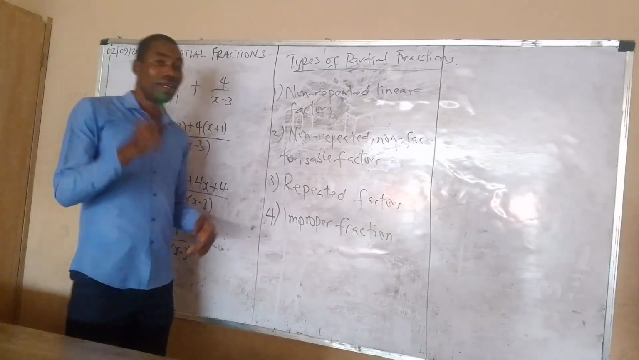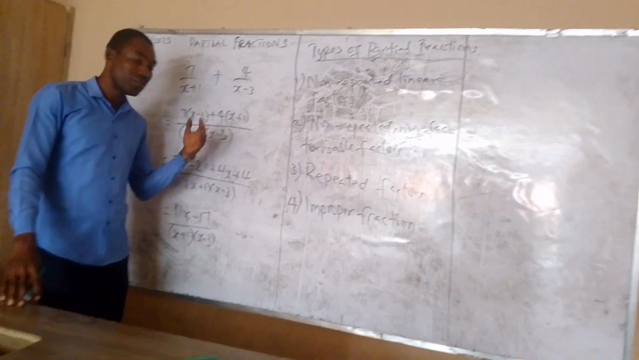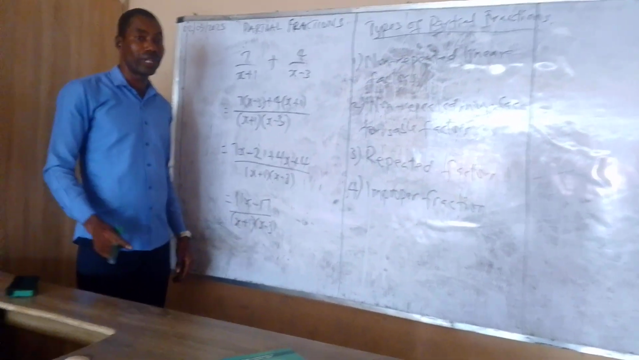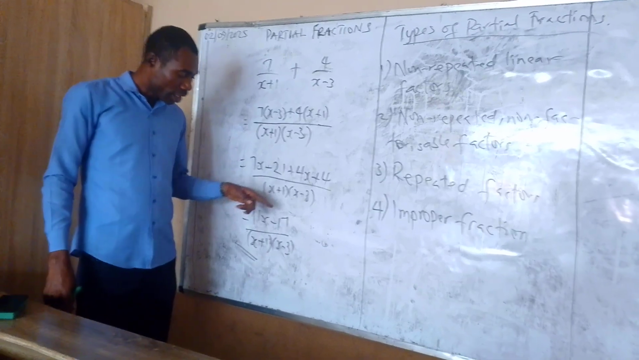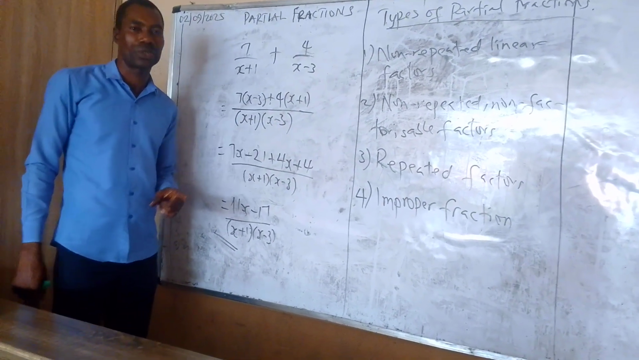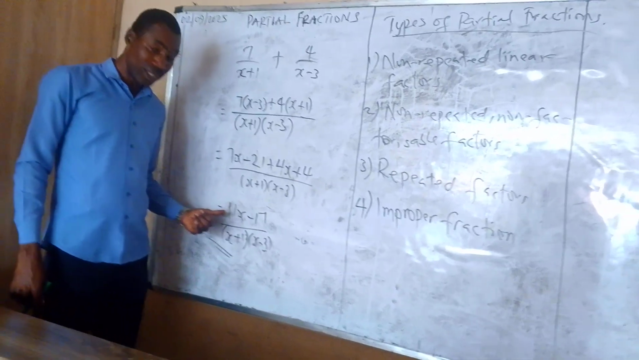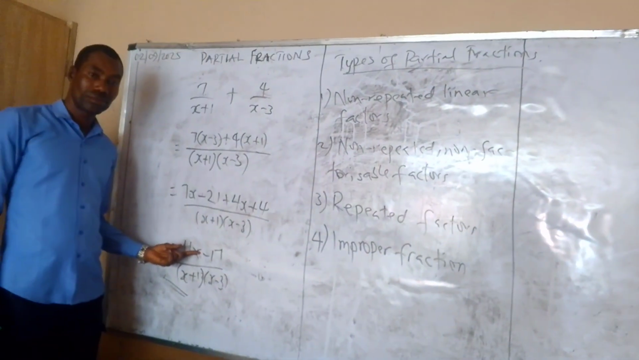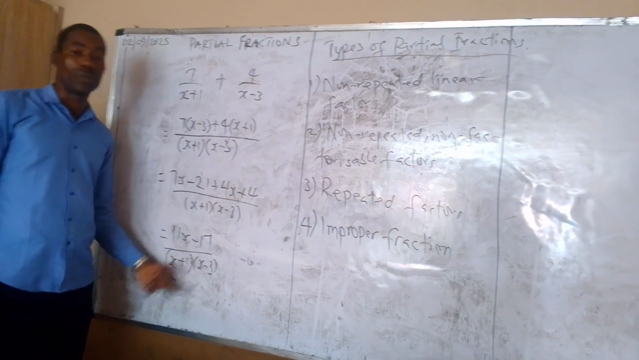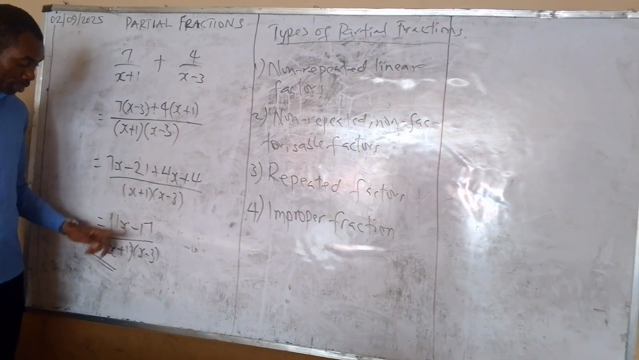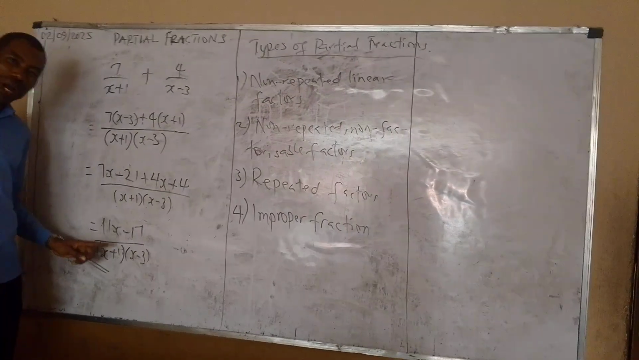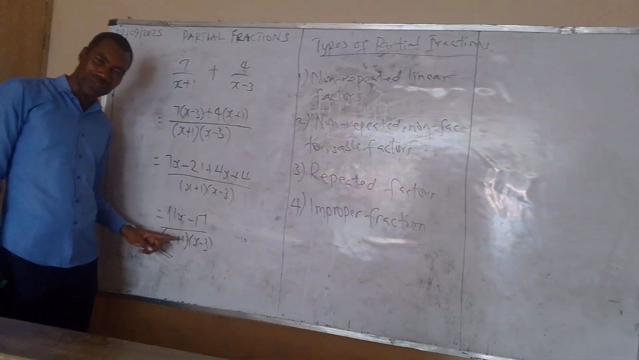Improper fraction. Let me explain something here. If you are given a compound fraction to resolve into its partial fractions, the compound fraction given to you must also be a proper fraction. Meaning that the degree of the numerator must be less than the degree of the denominator. If you look at these 2, this one is power 1. If I expand this here, I'm going to have power 2. It will be a quadratic factor.